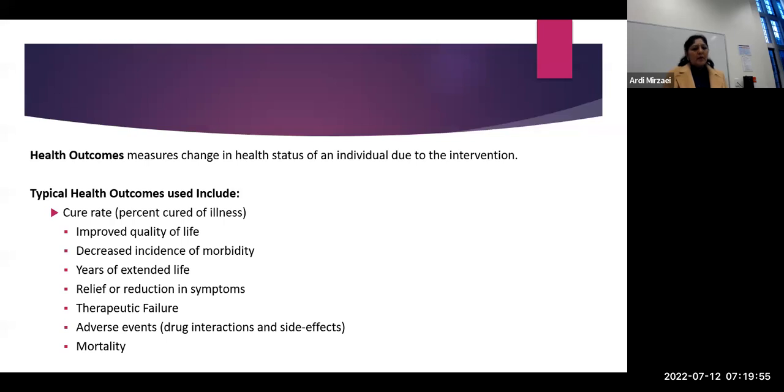Then health outcome measures the change in health status of an individual due to the intervention. And typical health outcomes include the cure rate, that is the percent cured of illness, improved quality of life, decreased incidence of morbidity, years of extended life in case of diseases like cancer, which are in the last stages, then relief or reduction in the symptoms, like in case of rheumatoid arthritis, then therapeutic failure, adverse events, and mortality.